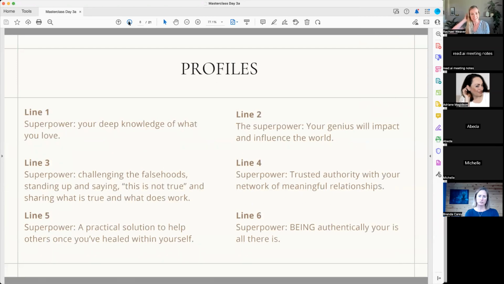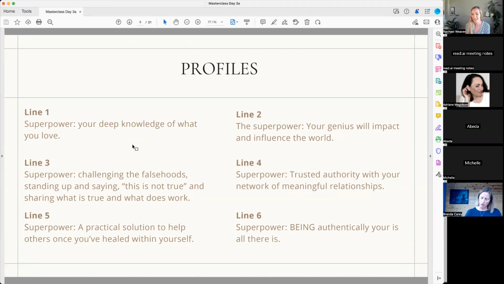Let's talk about profiles. Each of the profiles has a superpower when you think of online presence, like any marketing strategy. You can look at your conscious and unconscious. Line one is their deep knowledge and what they love. When I see a line one, I want to know what they know, that they know a ton. How can you share more of that deep knowledge in your content?